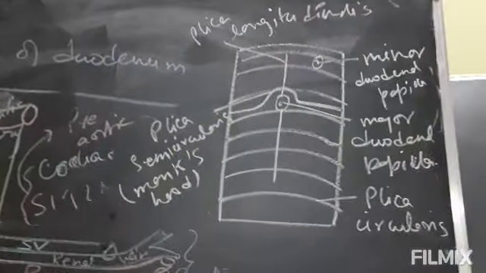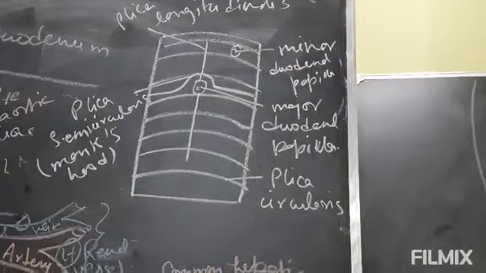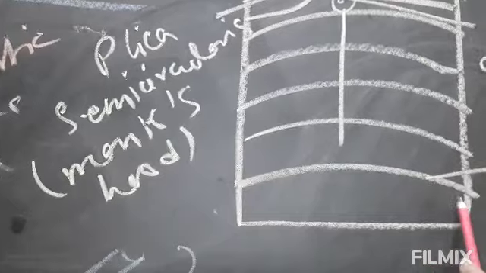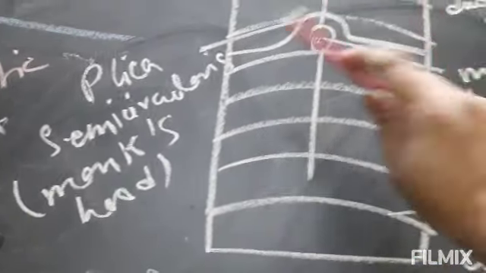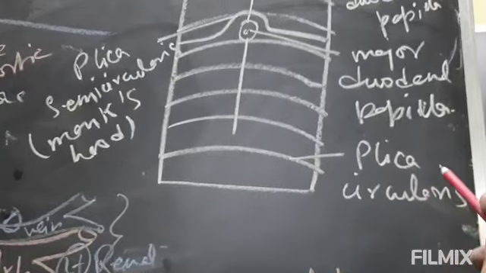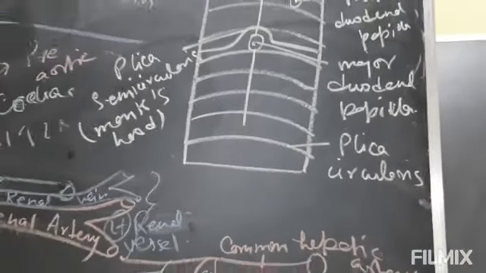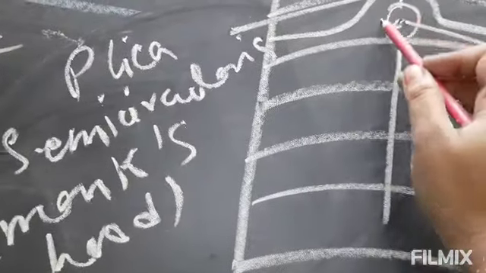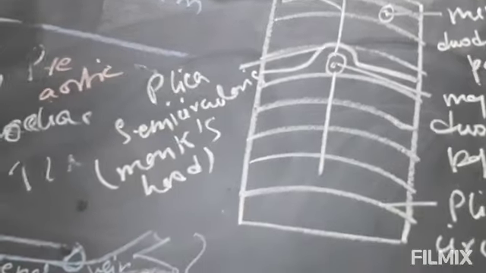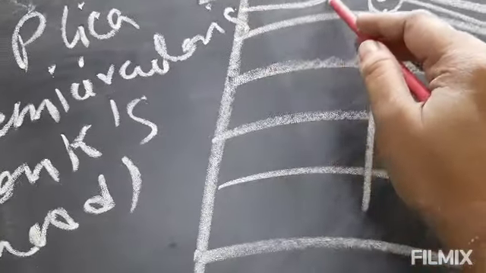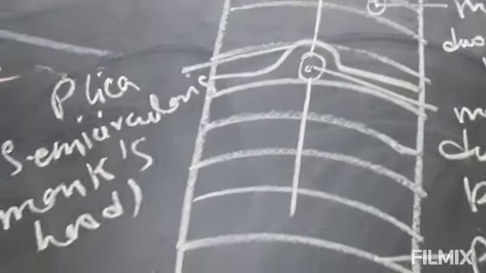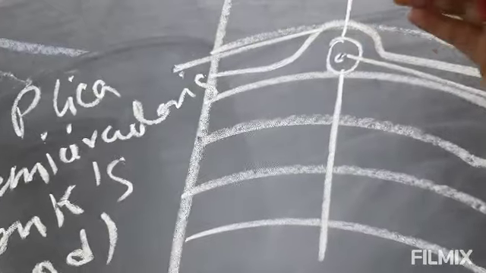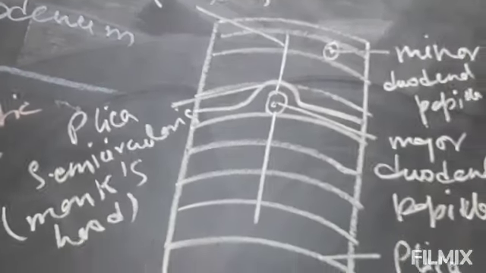Now talking about the interior of the second part of the duodenum. In the second part of the duodenum, we will see that there are circular muscle folds, and these circular folds are known as plica circularis. Okay. Now we will see the presence of a major duodenal papilla, and this major duodenal papilla is enclosed or covered by a circular fold which is known as plica semicircularis, which is also known as a monk's hood because it is forming a hooded type of structure.